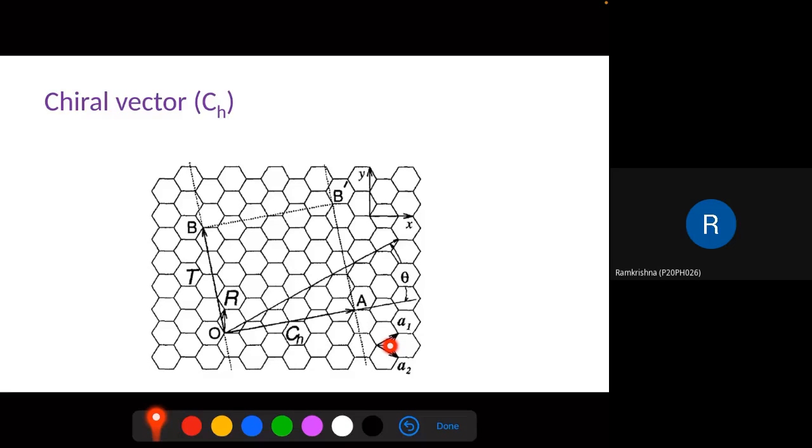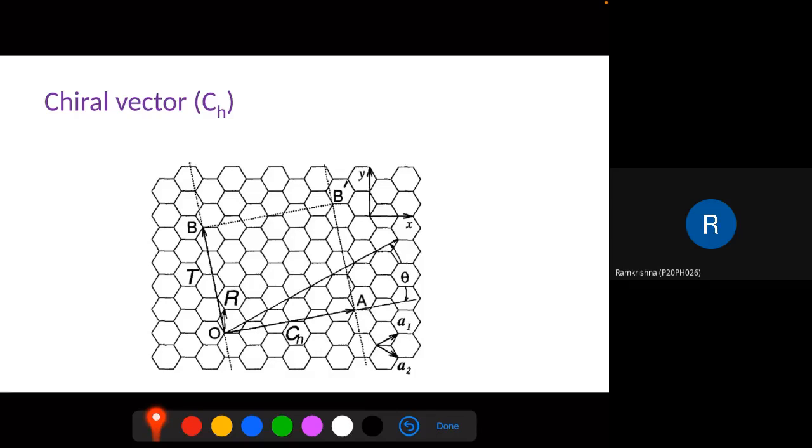So when you fold it, you get three different possibilities. How you connect the points, these carbon atoms, when you fold it, leads to these different versions of carbon nanotubes.